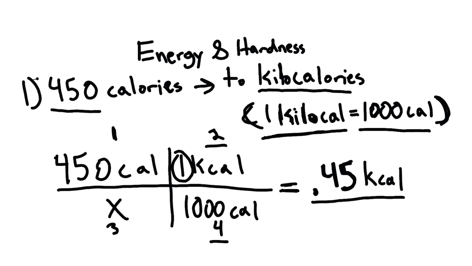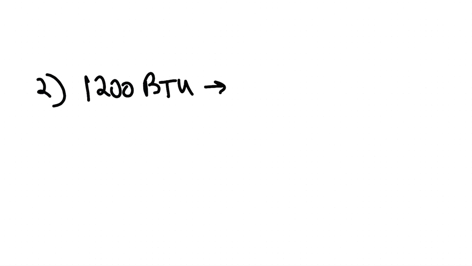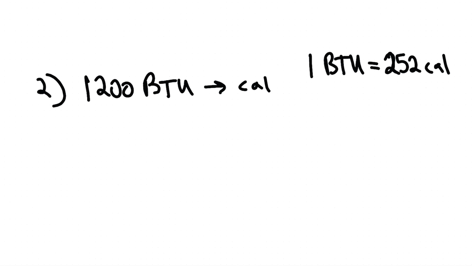Let's do another example. Number 2, we've got 1,200 BTUs, and we want to convert that into calories. First you need to ask how many calories are in a BTU. And so 1 BTU is equivalent to 252 calories. And so I write out what I'm converting. Don't forget to write the unit.